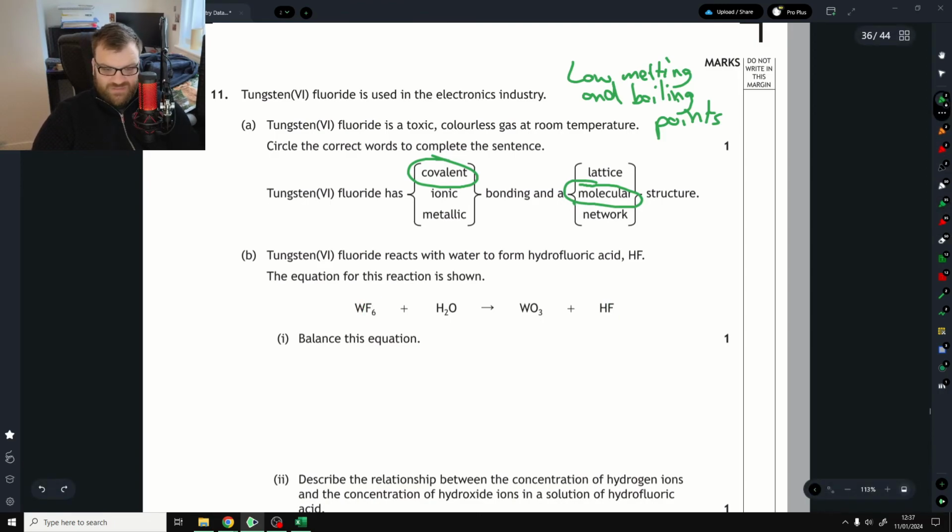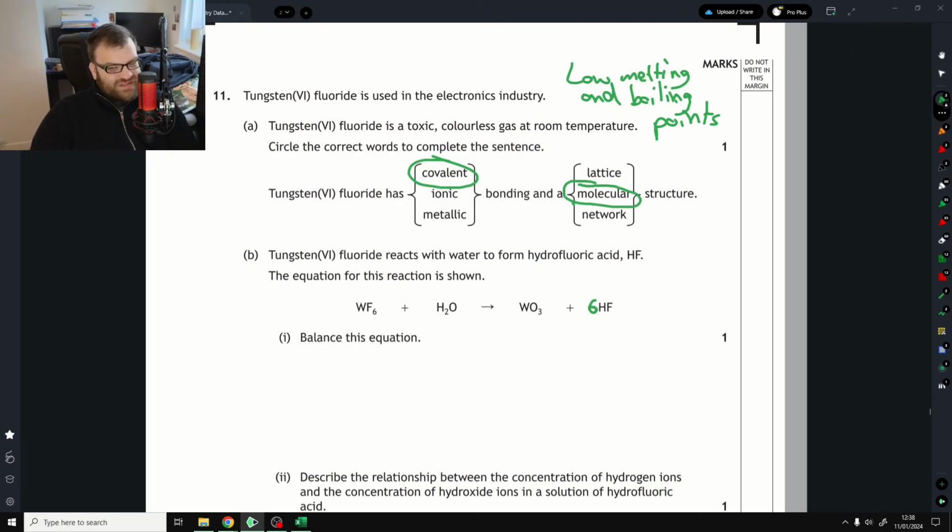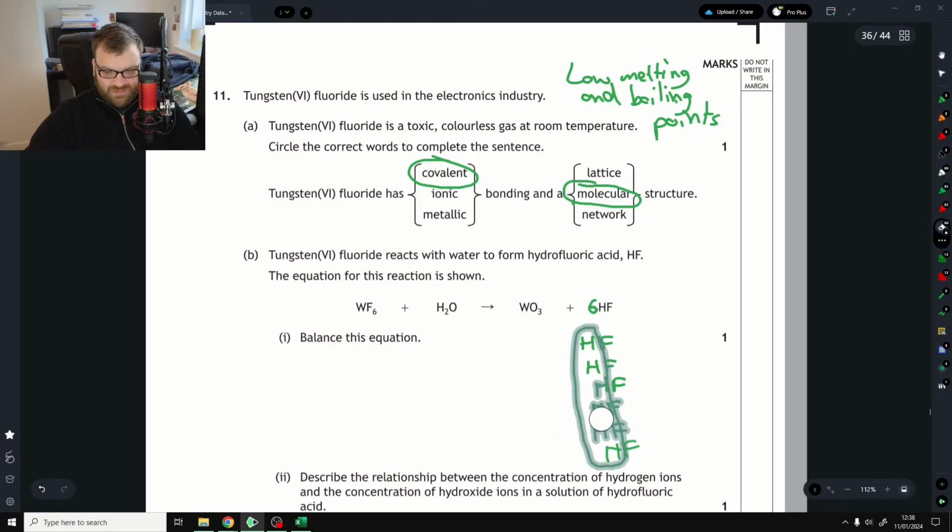So I need to put a 6 in front of the HF. I always leave the hydrogens and oxygens till the end. The fluorines are fine. The W's, the tungstens, are fine. Let's look at the hydrogens. Here I have got 6 hydrogens because I've got 6 HFs. So that's how I'm getting my count. There's 6 of them. Each of them had 1 hydrogen.